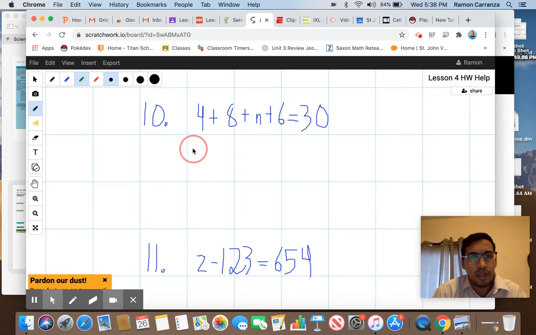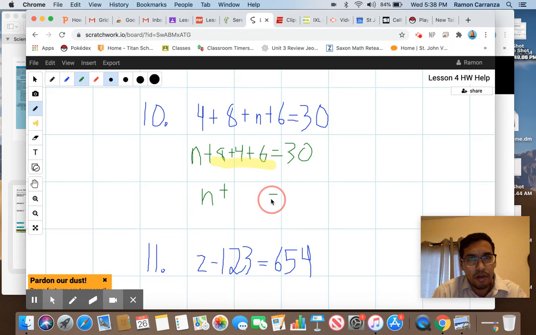For number 10, we're being asked to solve for n. I'm going to use the commutative property to rearrange these. So we have n plus 8 plus 4 plus 6. And that's going to be equal to 30. The next step is actually going to be to combine the numerical terms. So we're going to have 8 plus 4 plus 6. And whatever that sum is, we're going to have n plus that sum equal to 30.